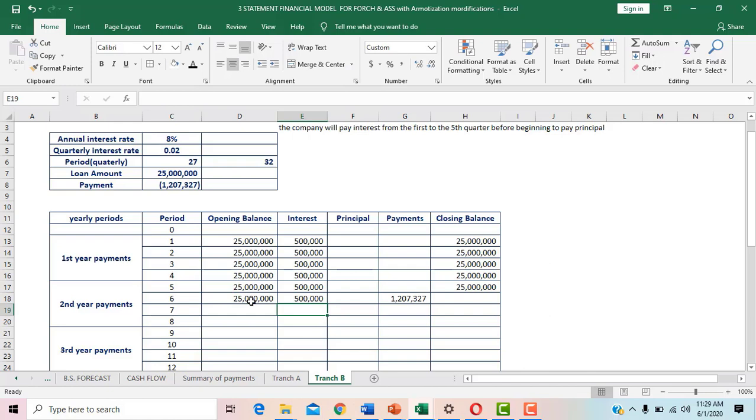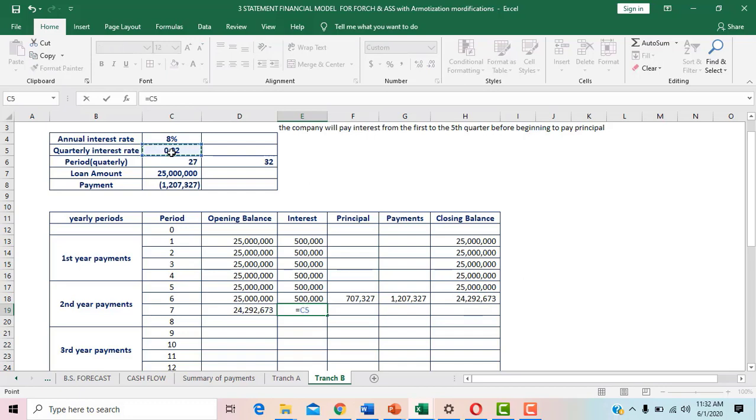And we have $500,000. The principal payment is going to be equal to payments minus the interest expenses. Our closing balance in the sixth year is going to be equal to the opening balance minus the principal. So we have a closing balance of $24,292,673. We are going to carry out the same logic in the seventh quarter. In the seventh quarter, our opening balance is going to be equal to the closing balance of the sixth quarter. To get the interest rate, we are just going to apply the same formula, which is equal to quarterly interest rate.